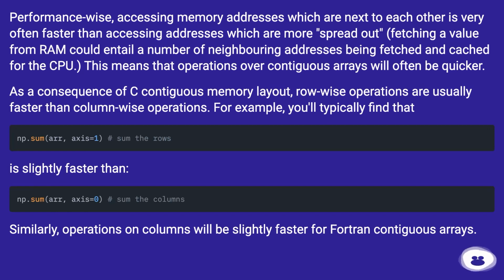As a consequence of C-contiguous memory layout, row-wise operations are usually faster than column-wise operations. For example, you'll typically find that this is slightly faster than that. Similarly, operations on columns will be slightly faster for Fortran contiguous arrays.